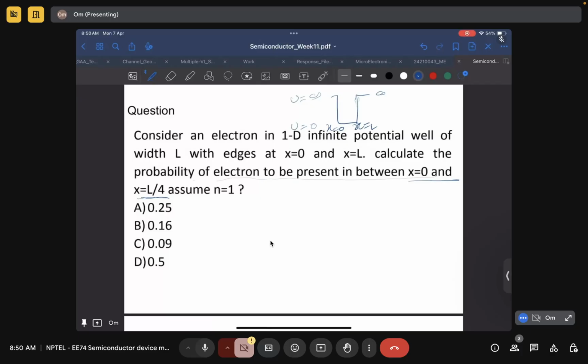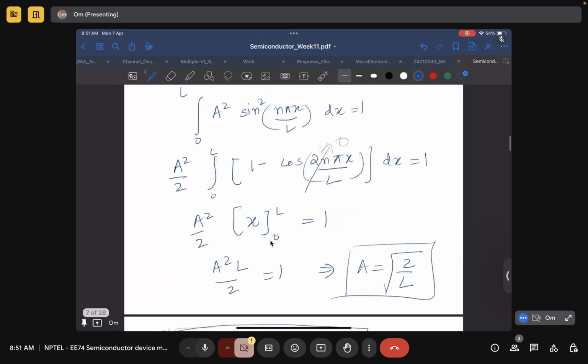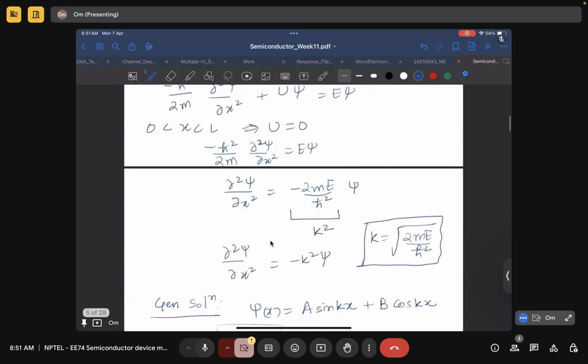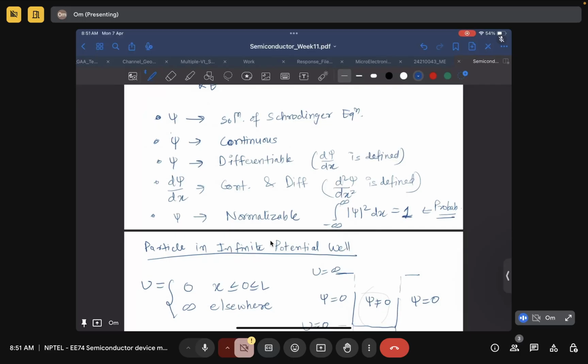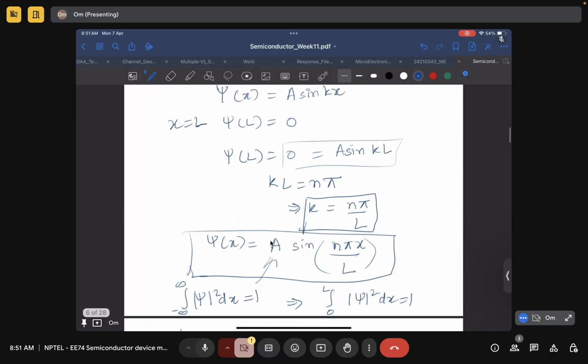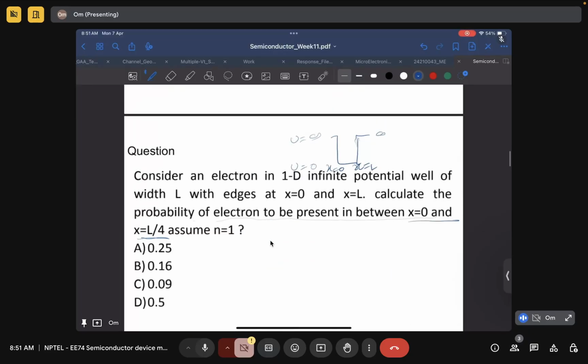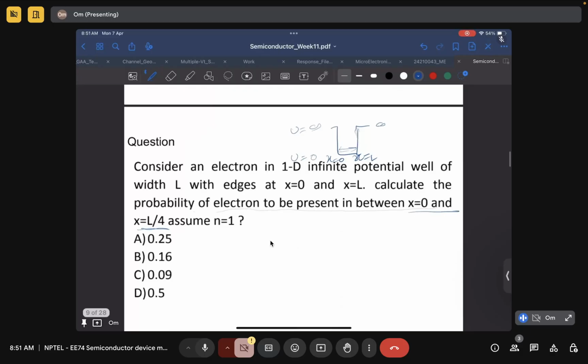So we need to find, okay, this is actually the probability of finding the electron, right? This normalization condition means that mod psi square is the probability of finding an electron, and if we take it over the whole range of x, the probability of finding the electron will always be 1. And we just calculated between 0 to L this probability is 1, but now we have to find between x equal to 0 and x equal to L by 4. So let's do this.